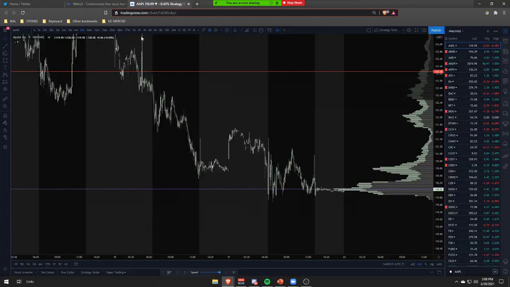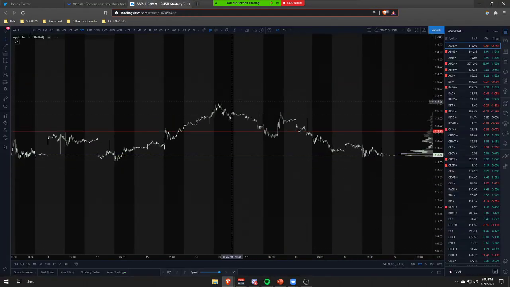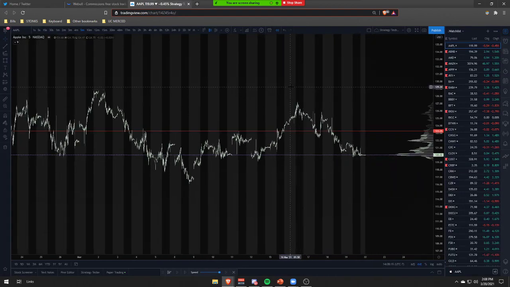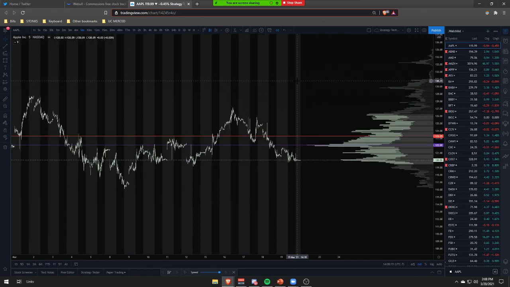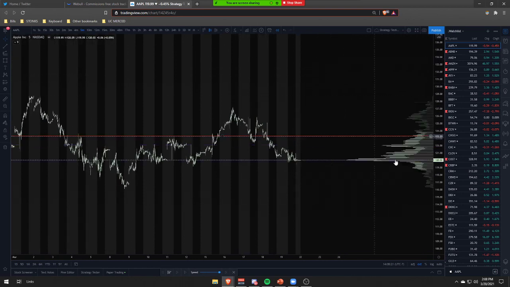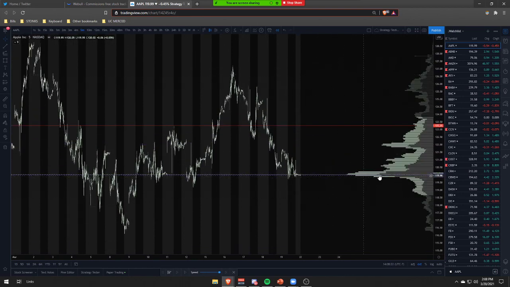So let's look at Apple here. If I want to hop into an Apple play, I'm just basing it off VPVR. This is gonna be the bottom of the support, this yellow line. You guys are able to see this, right? Yeah. Okay, cool. So this yellow line is gonna be my support.